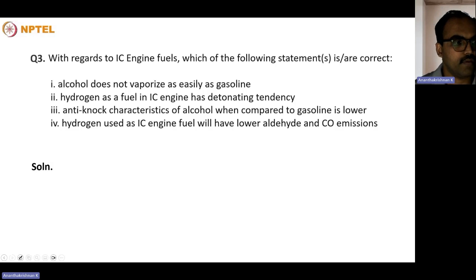Sorry, there was a minor power cut. We can actually move into the third problem.